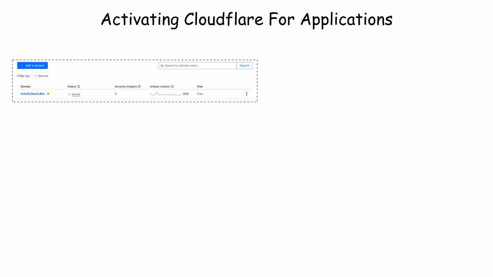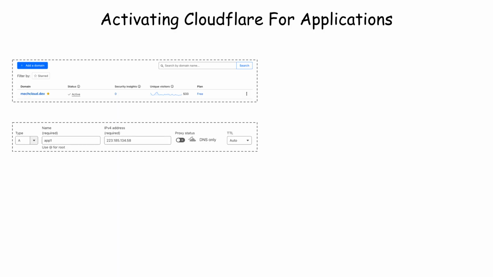Your journey begins by onboarding your domain to Cloudflare, which involves updating your domain's name servers to point to the ones Cloudflare provides. Once your domain is active in your Cloudflare account, the magic happens in the DNS settings. When you add a DNS record, like an A record pointing to your server's IP address, you'll see a crucial toggle switch for proxy status. This switch determines whether Cloudflare's protection and performance features are active for that specific subdomain.